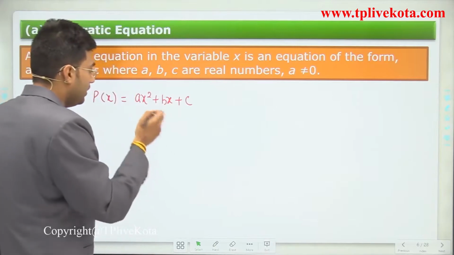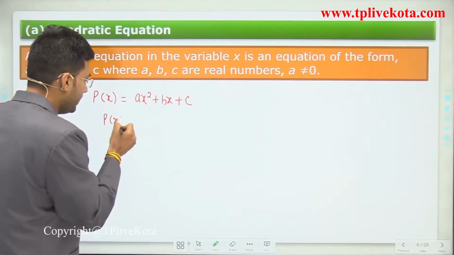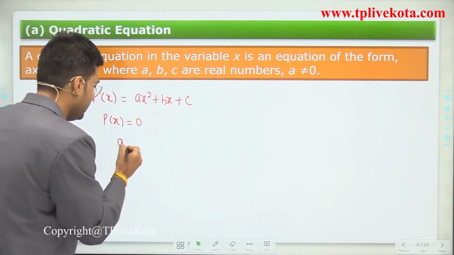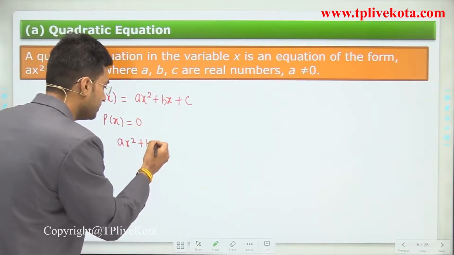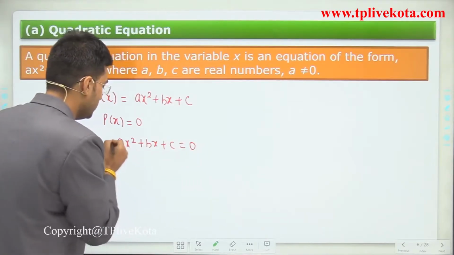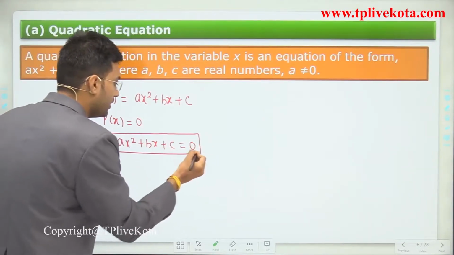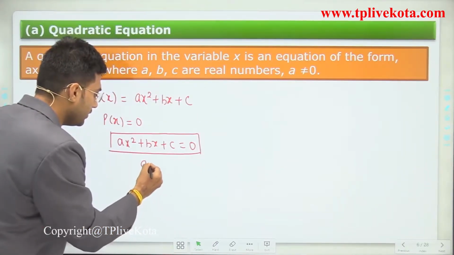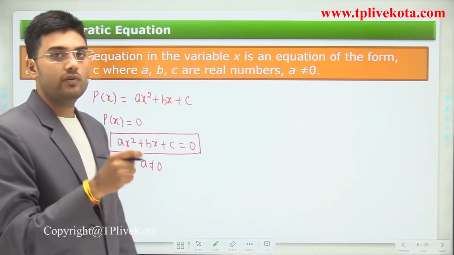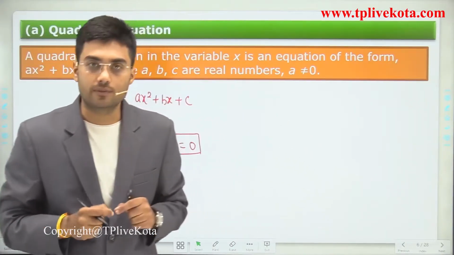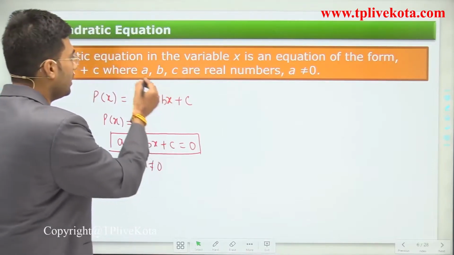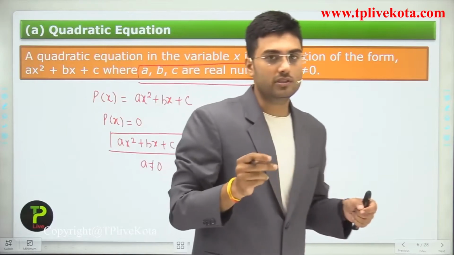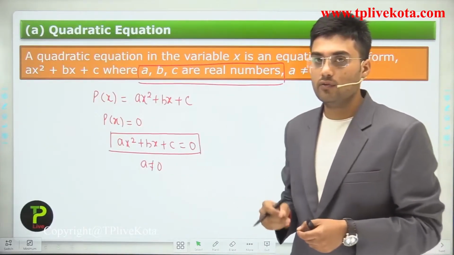Now, if this p(x) becomes 0, or we can equate this equation to 0, then ax square plus bx plus c equals 0. This is the standard form of a quadratic equation. Here a should not equal 0, because if a equals 0, then it becomes a linear equation, and a, b, c all belong to real numbers. Clear? So this is the basic introduction to quadratic equations.